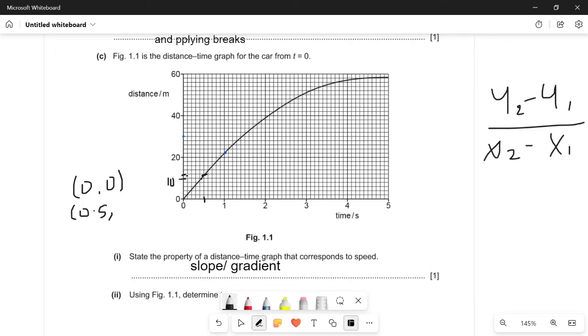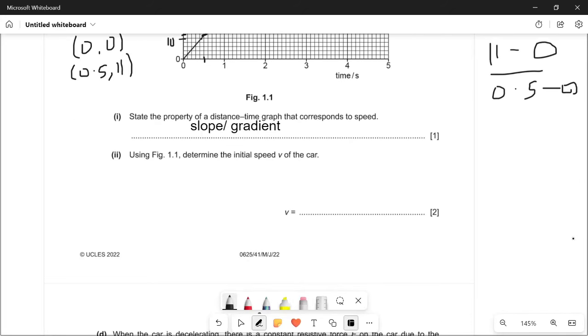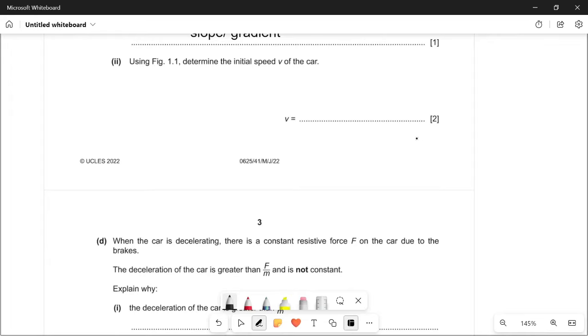And then if we go up by 1, it's going to be 11 or 12. Let's take 11. So we're going to have 11 minus 0 over 0.5 minus 0. So it's basically 11 over 0.5, and that's going to be 22. So our answer is going to be 22 meters per second. So the initial speed of the car is going to be 22 meters per second.